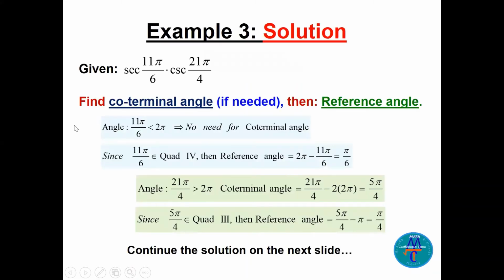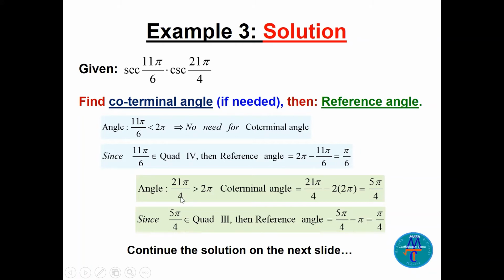Now, let's take it one by one. Find the coterminal if needed. So 11 pi over 6, we know it's less than 2 pi. No need for coterminal. But 11 pi over 6 lies in quadrant 4. So in quadrant 4, you can find the reference: 2 pi minus 11 pi over 6. The 2 pi, complete cycle, minus the angle itself. So it will be pi over 6.